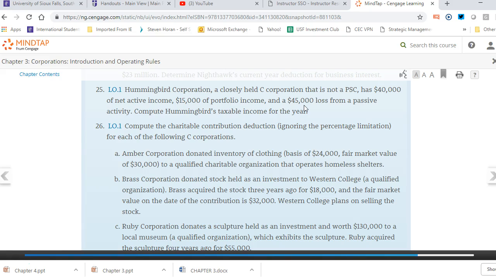So a passive investment is something that you invest in that you're not actively involved in. So closely held C Corp, not a PSC. What they can do is offset passive activity losses against net active income, but not against portfolio income. Okay, let me just explain that again. They can offset passive activity losses against net active income, but not portfolio income. So the question is, what is their taxable income?